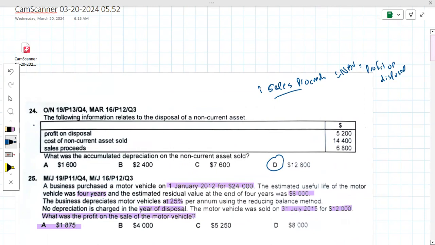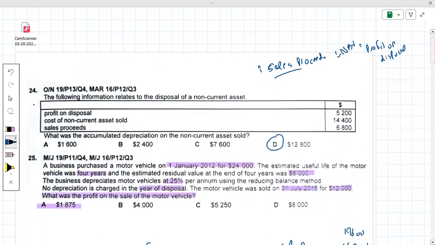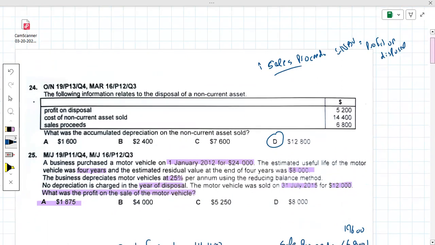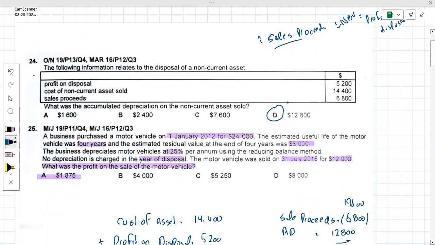Today we are going to solve the topical MCQs for disposal of assets, because now we are going to discuss the most popular and most repeated disposal accounts questions. Okay, so first of all, we have the first information. As you can see, we have the following information related to the disposal of non-current assets.